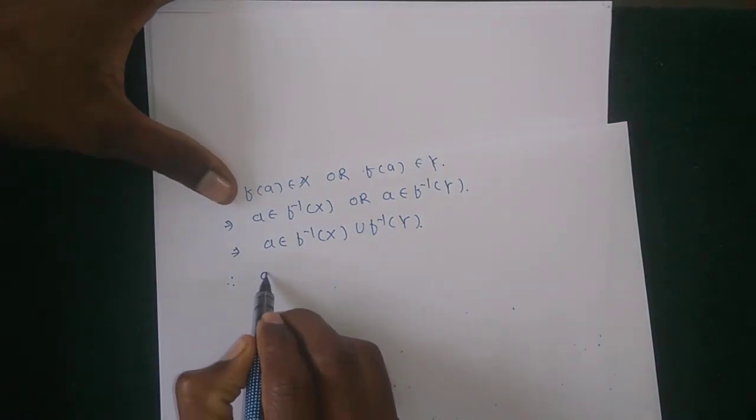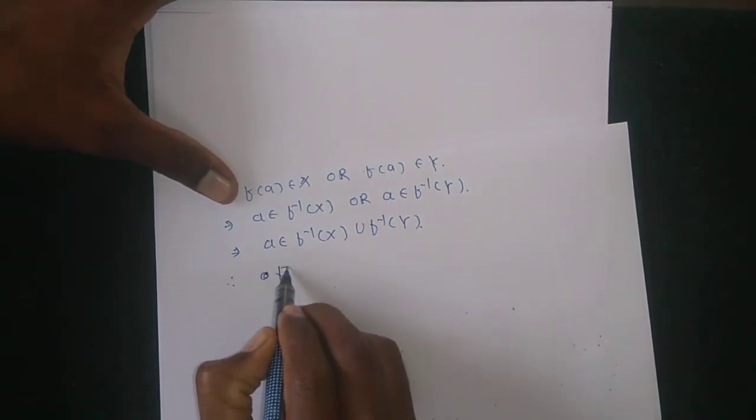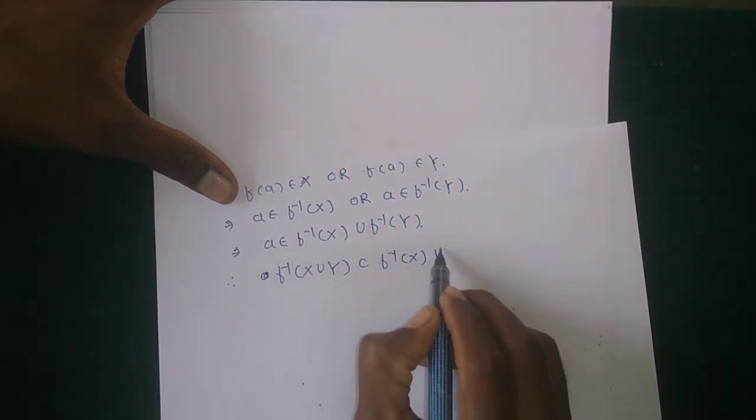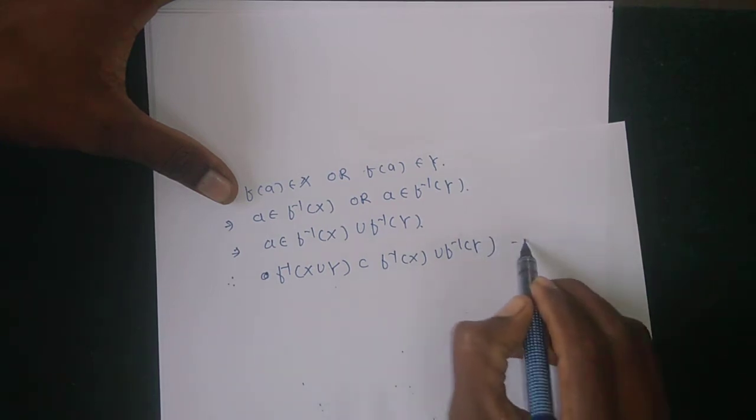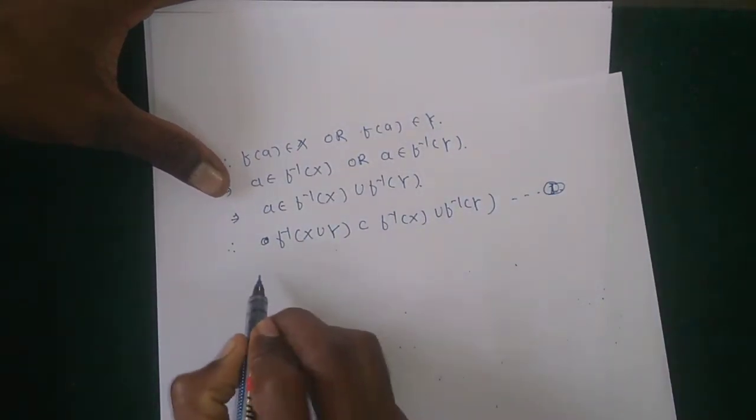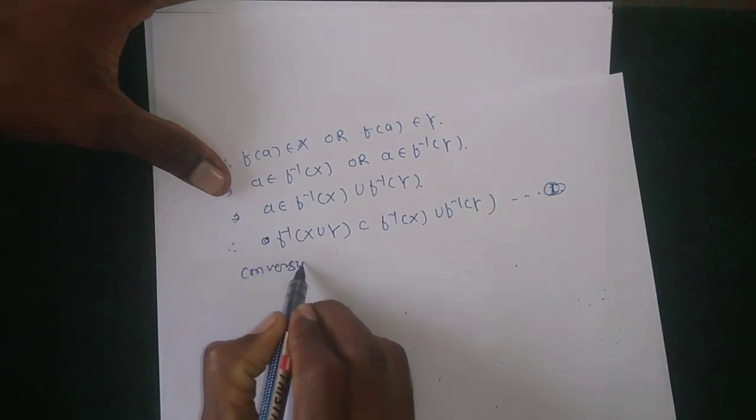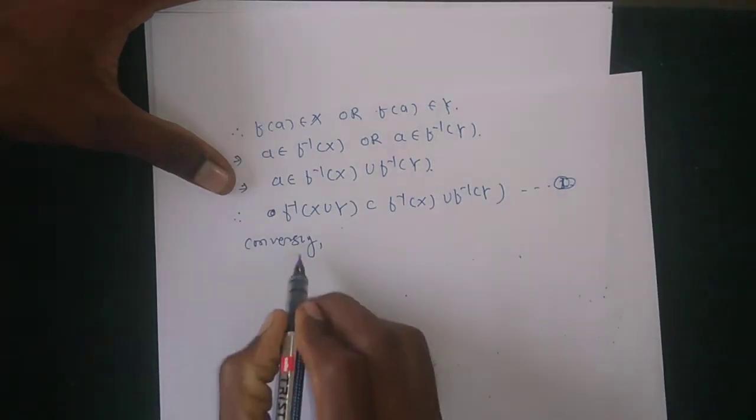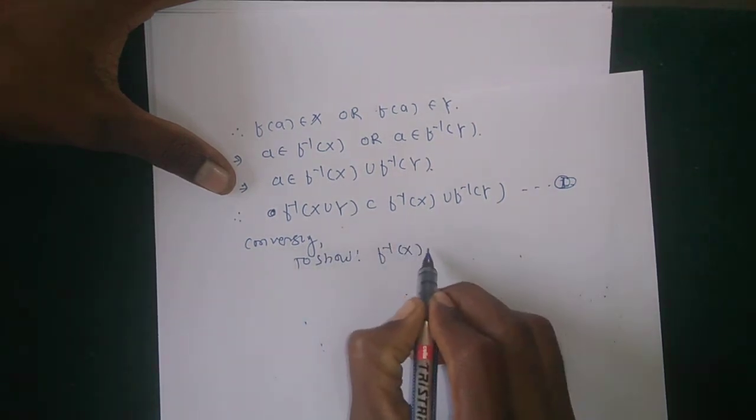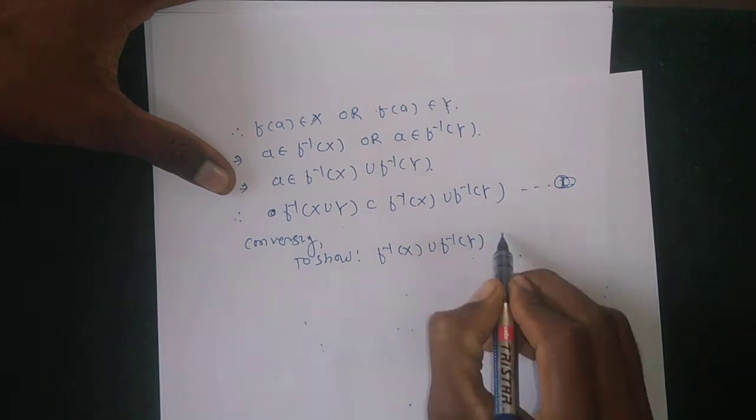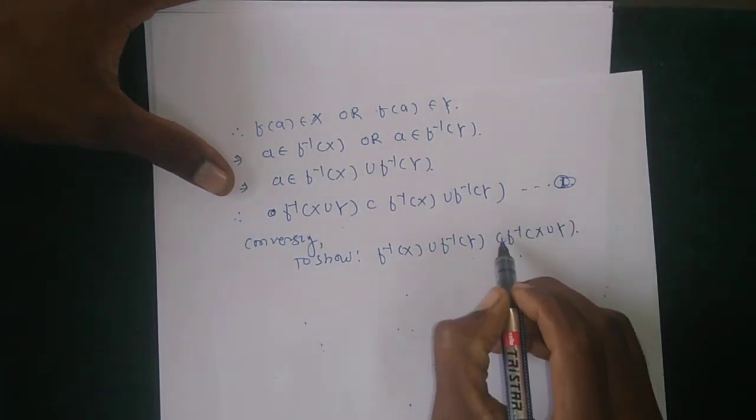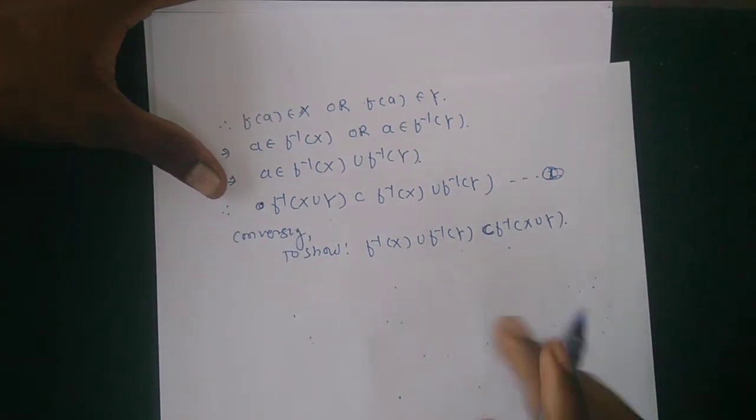Therefore f inverse of X union Y is a subset of f inverse of X union f inverse of Y. This is equation number 2, and the first equation is the converse: to show that f inverse of X union f inverse of Y is a subset of f inverse of X union Y.